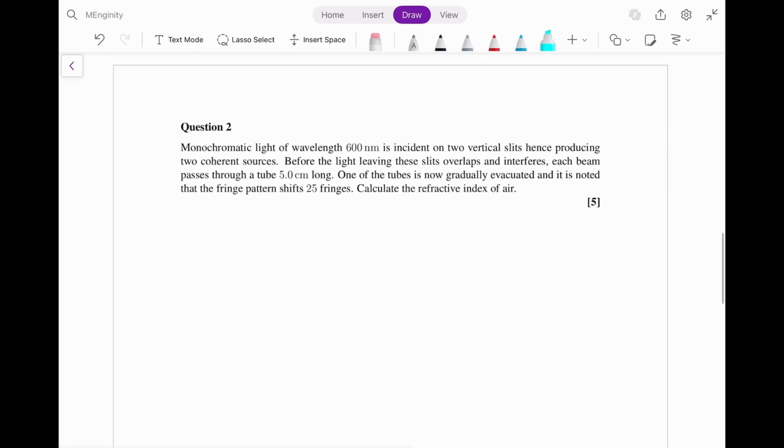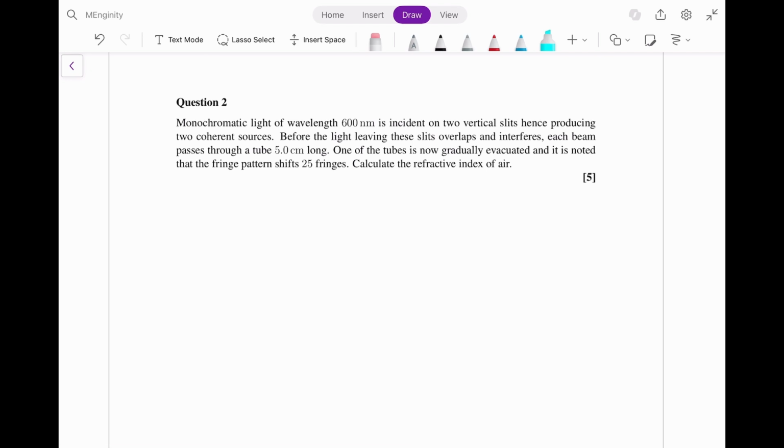So over here it says monochromatic light of wavelength 600 nanometers is incident on 2 vertical slits, hence producing 2 coherent sources. Okay, and then before the light leaving these slits overlaps and interferes, each beam is passed through a tube of 5 centimeters long. One of the tubes is gradually evacuated, and it is noted that the fringe pattern shifts 25 fringes. Calculate the refractive index of air.